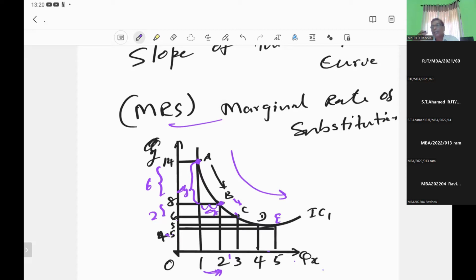So he can go here and there. But he has to take more of one by sacrificing the other. At the beginning, from A to B, he is ready to sacrifice more from Y to take more from X. At the beginning, for 1 unit of X, he is ready to sacrifice more from Y. But from point B to C, he is not ready to sacrifice more from Y.